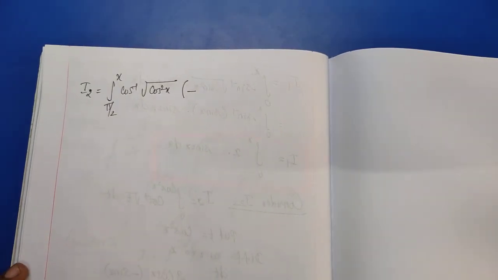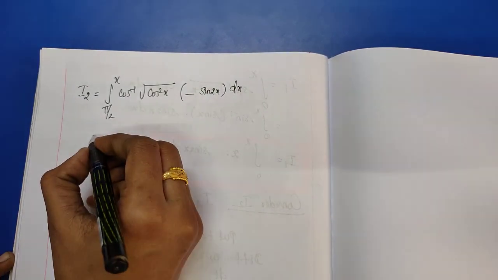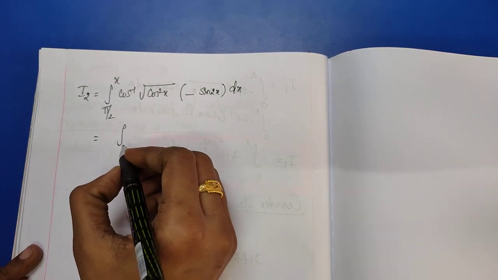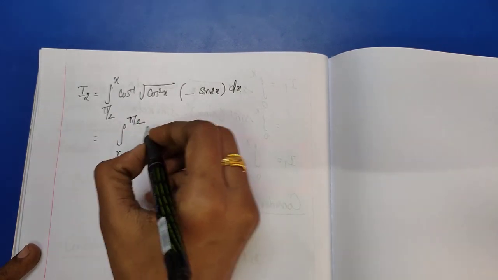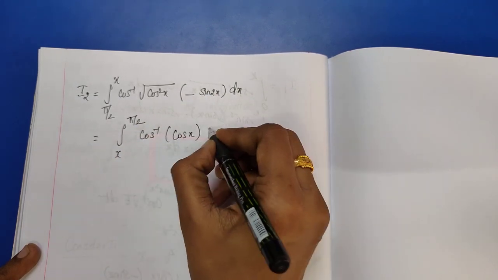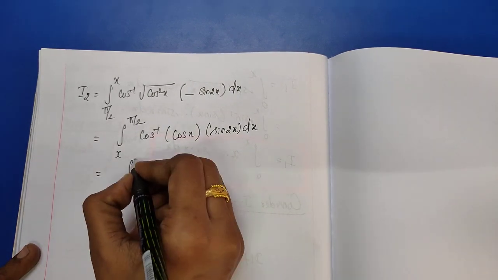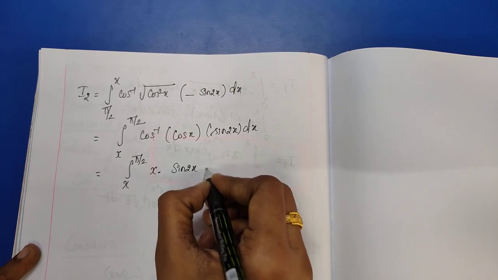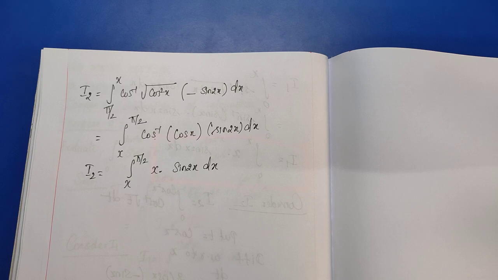Therefore, in the place of dt, we can substitute minus sin 2x dx. For the minus sign, we can change the limit values: the lower as upper, upper as lower. Therefore, the limit is over x to pi by 2. Cos inverse of root of cos square x is cos inverse of cos x, which is x, times sin 2x dx. This is equal to the integral from x to pi by 2 of x sin 2x dx. This is the term I2.